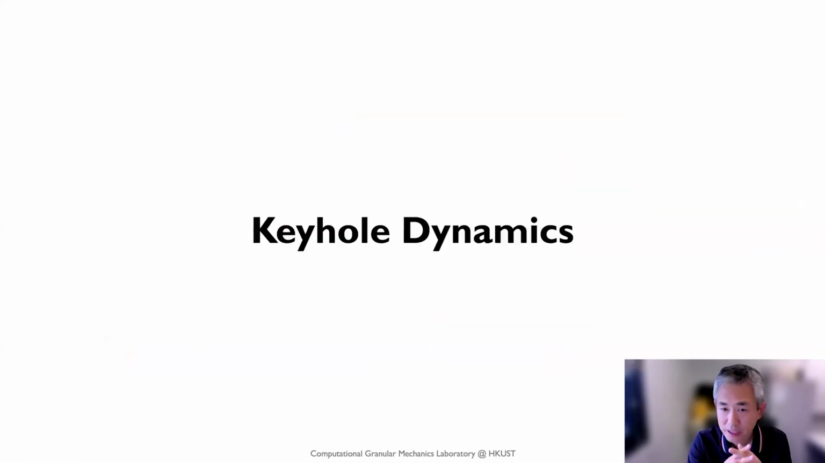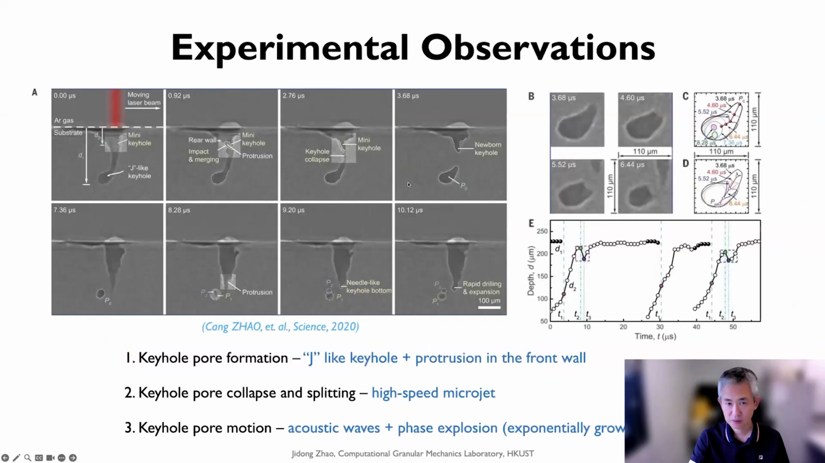Now let's look at the keyhole dynamics that we want to address. This is an important part, and indeed the most critical part to ensure the printing quality of the 3D printing here. Okay. And this is the experimental observation of how, when we laser melt a metal powder, the laser will penetrate through the existing strata and form the so-called keyhole.